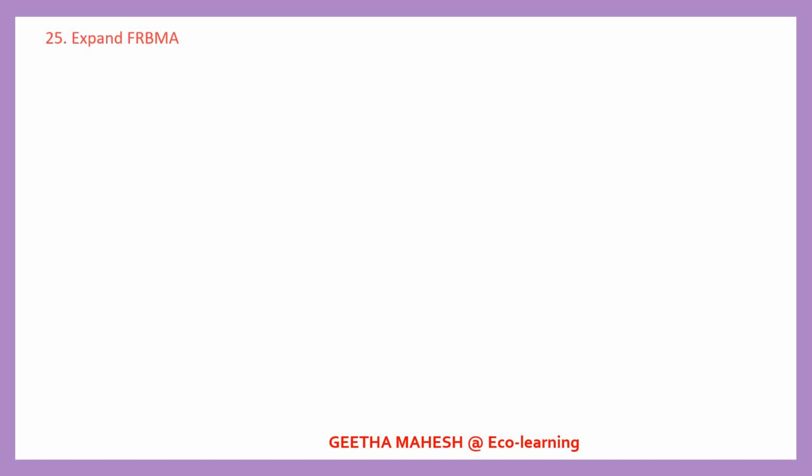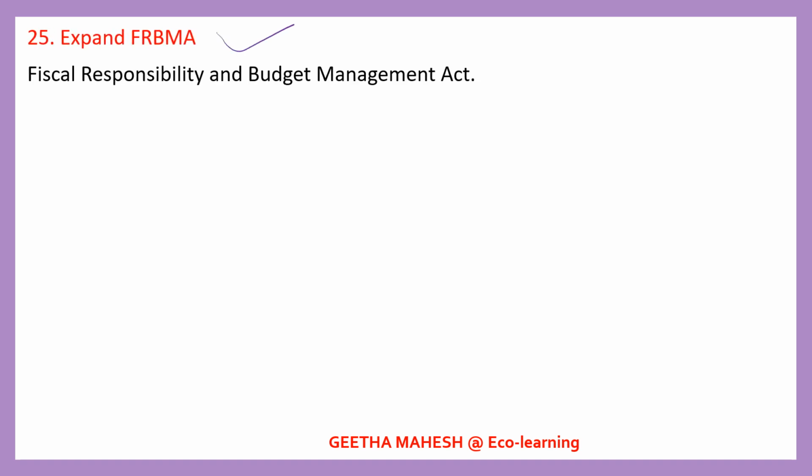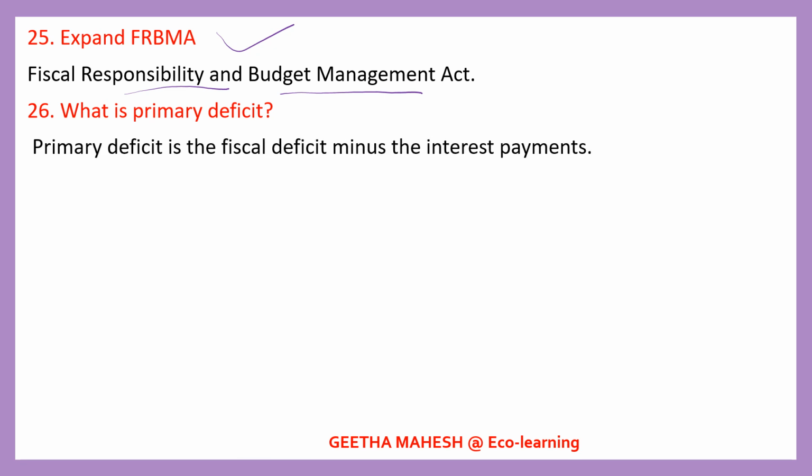Next important 1 mark, expand FRBMA. So that is Fiscal Responsibility and Budget Management Act ಅಂತ ಬರಿಬೇಕಾಗುತ್ತೆ. ಅದು ಕೂಡ ಒಂದು ಇಂಪಾರ್ಟೆಂಟ್ ಕ್ವೆಶನ್ ಅಂತಾನೆ ನಾವು ಹೇಳಬಹುದು. What is primary deficit? Most commonly asked question. Primary deficit is a fiscal deficit minus interest payment. This we call it as primary deficit.